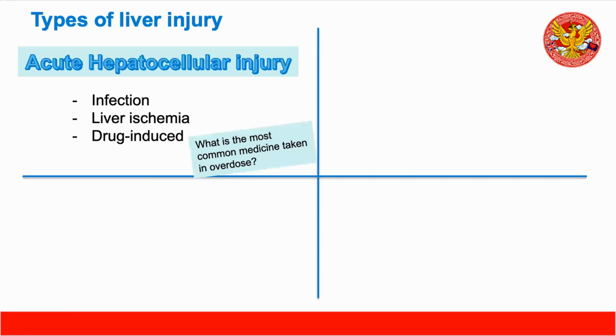So I have a question, if you don't mind unmuting yourself or putting it in the chat: what is the most common medicine taken in overdose? Yeah, perfect. So paracetamol, and that affects the liver.